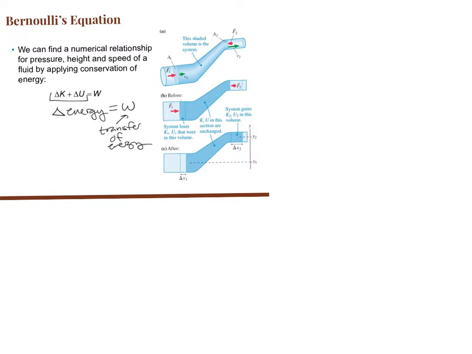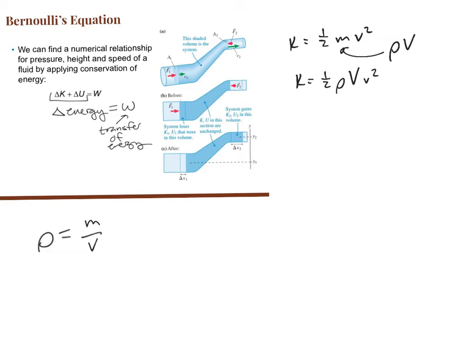So kinetic energy, we know, is 1/2 mv squared. But here for fluids, we're going to define the mass not as the mass. We're going to define it as rho times V from the density equation, where rho equals m over V. So mass equals rho times V. So that's what we're going to use instead of m here. We're going to say that kinetic energy equals 1/2 rho V v squared, where large V is the volume of the fluid that we're looking at, and little v is going to be the velocity.